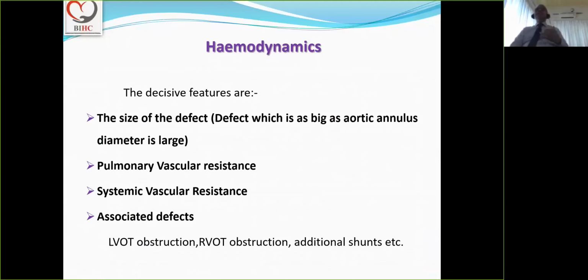If there is any additional shunt, of course, the patient will have a greater brunt to bear. Like if there is a large PDA as well as a VSD, that baby will suffer a greater amount of heart failure than a baby with a VSD alone. So these are some of the determinants of what happens to a baby with a VSD.